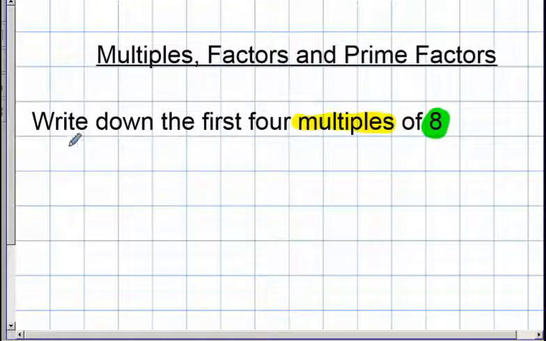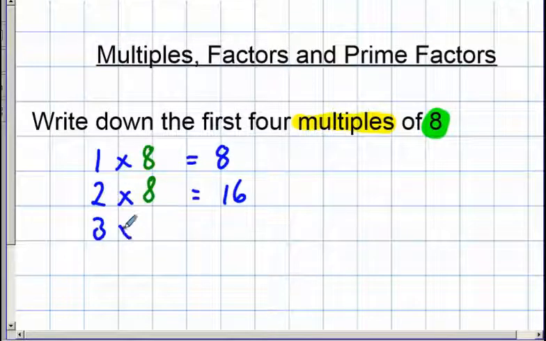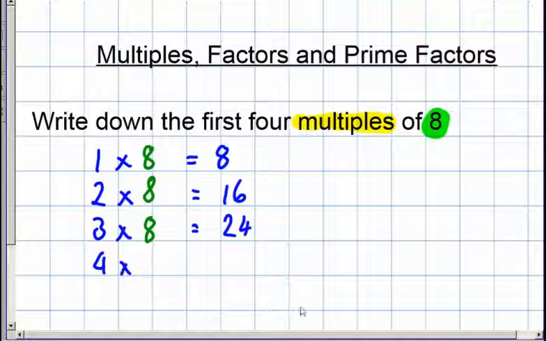So the first multiple of 8 would be 1 times 8. In other words, 8. The second multiple of 8 you work out by doing 2 times 8, which is 16. And the third multiple of 8 would be 3 times 8, which is 24. And then the fourth multiple of 8 would be when you multiply 8 by 4.